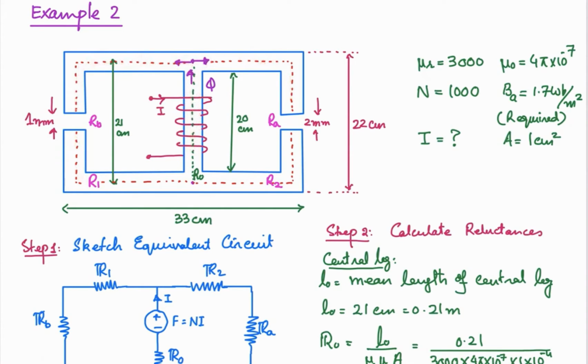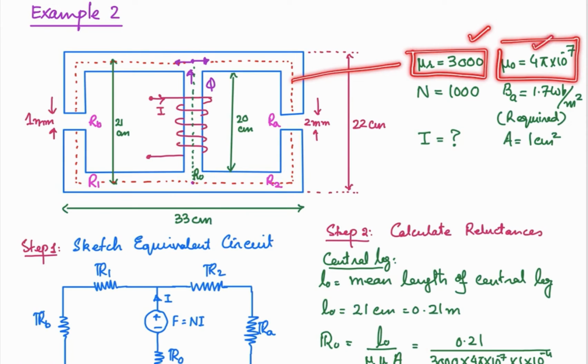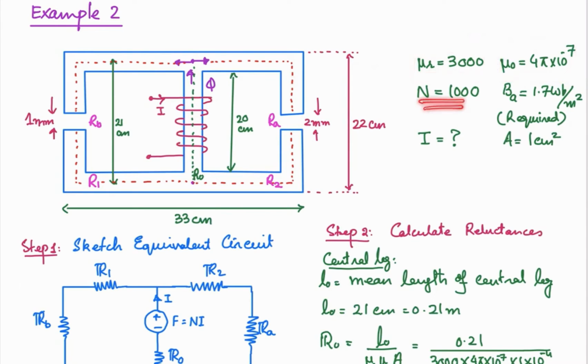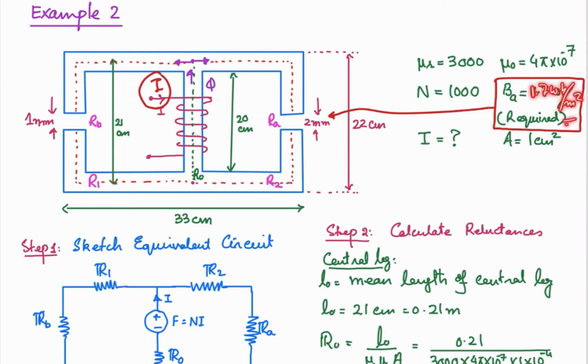Okay, so the relative permeability of this core material is 3000, and the permeability of the air is 4 pi into 10 raised to the power minus 7. And what we need to do? We need to calculate the current. What will be the required current over here such that we get this flux density in the air gap. This is the air gap. So over here in this air gap of 2 mm, we need the flux density of 1.7 Weber per meter square. That's what we require.